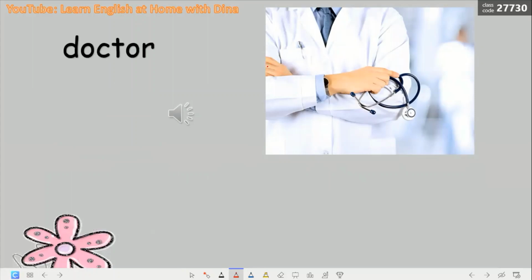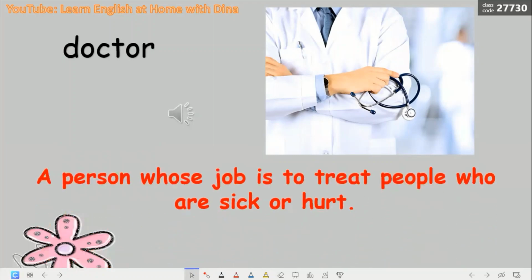Okay, this is so easy. Of course, he's a doctor. Doctor. He's a doctor. And the definition of the word is a person whose job is to treat people who are sick or hurt. يعني الشخص اللي وظيفته إنه يعالج الناس المرضى أو المجروحين.